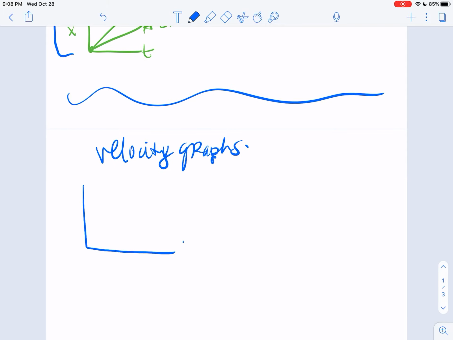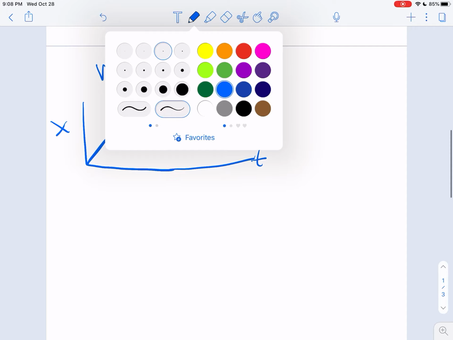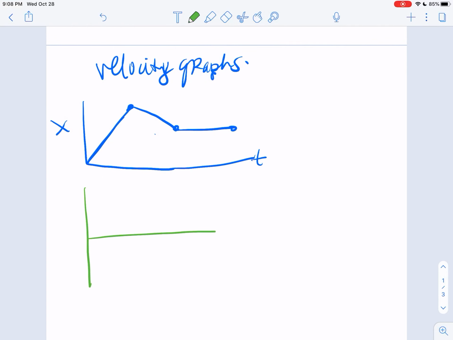So if I have a position graph, say it looks, oh, that's not good. Let me make that a little bit more drastic. Say it looks like this. I need to be able to draw from this the velocity graph. I use green this time, you're welcome. So I have these three different things happening.